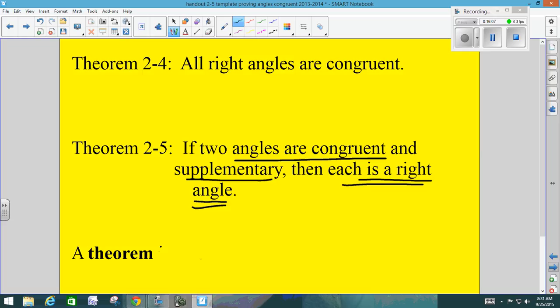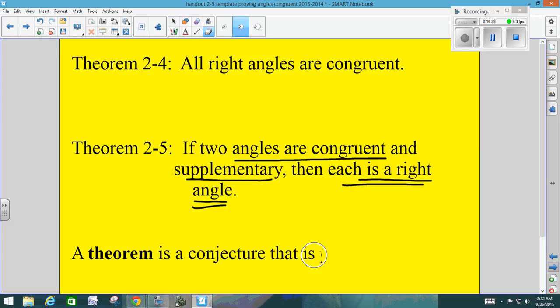Congruent means they have to be what? The same. And supplementary means they have to add up to 180. So I have an angle x and an angle x because they're congruent. And x plus x has to equal 180, then x must be 90. So if you have two congruent supplementary angles, then they have to be right angles. And then, like I said at the beginning, a theorem is a conjecture or a rule that must be proven. So some guy, mostly Euclid, proved all these theorems for us already.